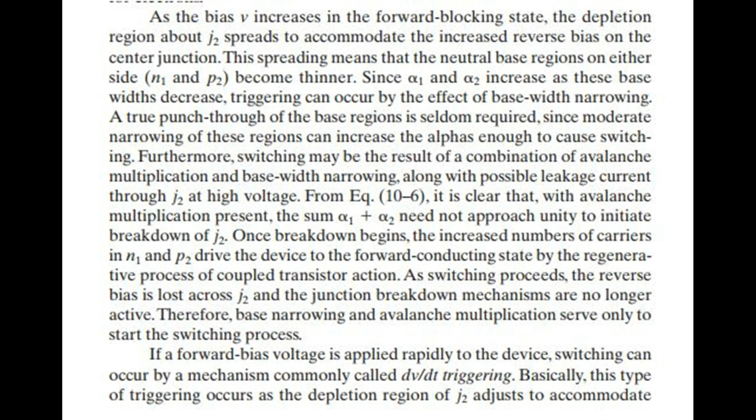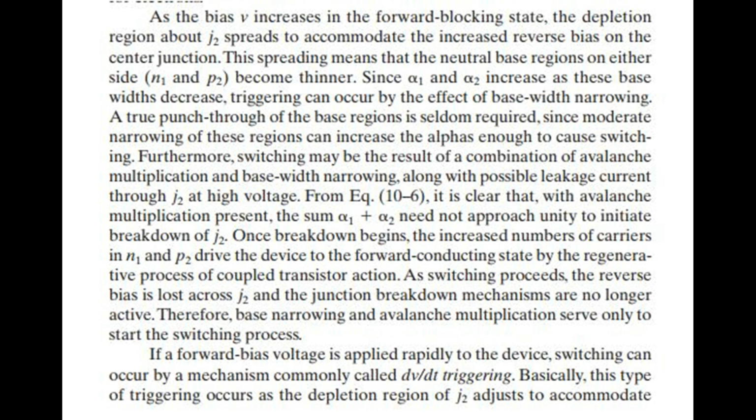Once breakdown begins, the increased numbers of carriers in N1 and P2 drive the device to the forward conducting state by the regenerative process of coupled transistor action. As switching proceeds, the reverse bias is lost across J2 and the junction breakdown mechanisms are no longer active. Therefore, base narrowing and avalanche multiplication serve only to start the switching process.